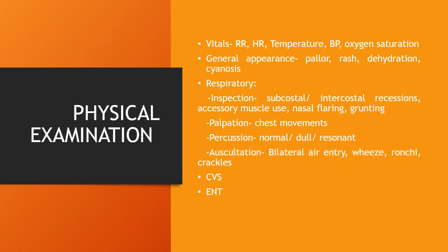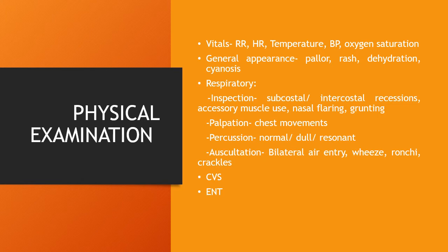Here are the physical examination findings that you should ask from the examiner, including the vitals. That's the first important thing. The next important thing is the general appearance, including if there's any pallor, rash, any dehydration, or any cyanosis. In the respiratory system, you need to ask all, including inspection, palpation, percussion, and auscultation. So you need to ask in detail what the findings are.